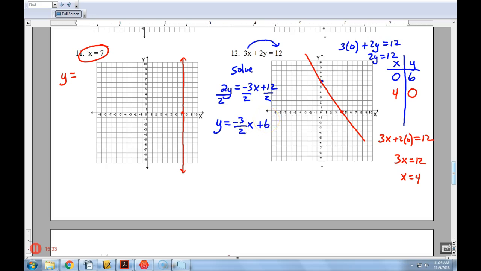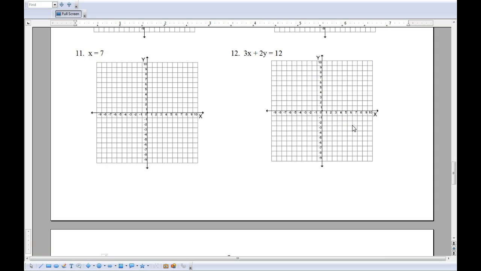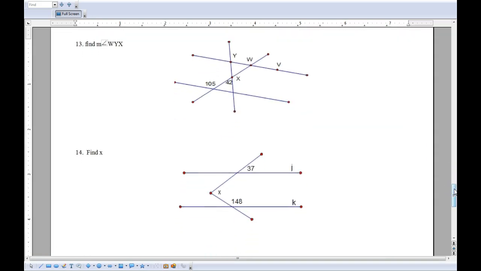Now I can use the slope-intercept method. I have the y-intercept, crosses right there. And then the slope of -3/2 means down 3, right 2. So down 3, right 2, down 3, right 2, down 3, right 2, and you'll get the exact same line. So two different ways to handle that one. Standard form.